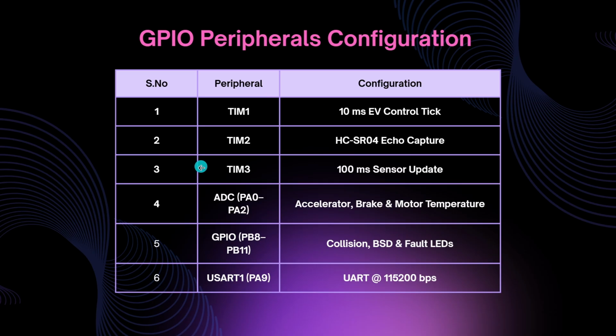Next, Timer 2 is configured for capturing the ultrasonic sensor echo, which is used for calculating the distance of the object. Timer 3 is used to update the sensor values every 100 milliseconds, ensuring that fresh data is available continuously. The ADC channels PA0 to PA2 are used for reading the accelerator position, brake position, and motor temperature.